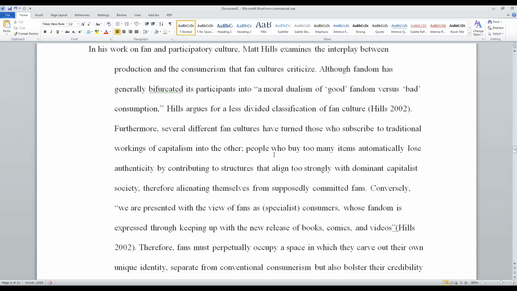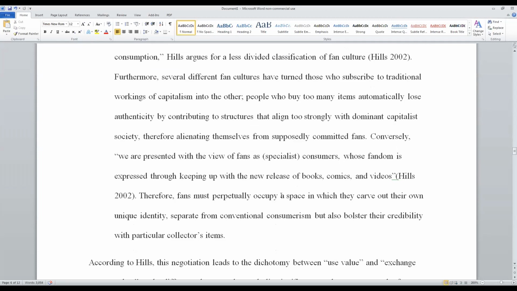There's also a strain of fans who say that we are presented with a view of fans as specialist consumers whose fandom is expressed through the fact that they keep up with the newest release of books, comics, and videos. So fans must perpetually occupy a space in which they carve out their own unique identity, separate from conventional consumerism, but where they also bolster their credibility with a particular collector's items.